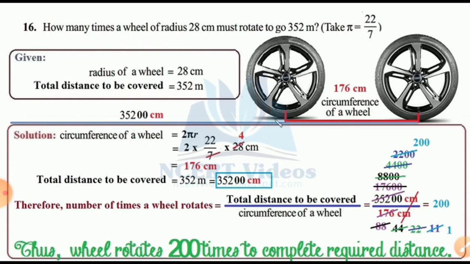Yes. So from here we started and rotated from this one place to another place. That means 176 centimeter distance covered. But we are going to cover 35,200 centimeter. Is it? Yes. So divide it. 35,200 divided by 176. Good. It gives you 200.